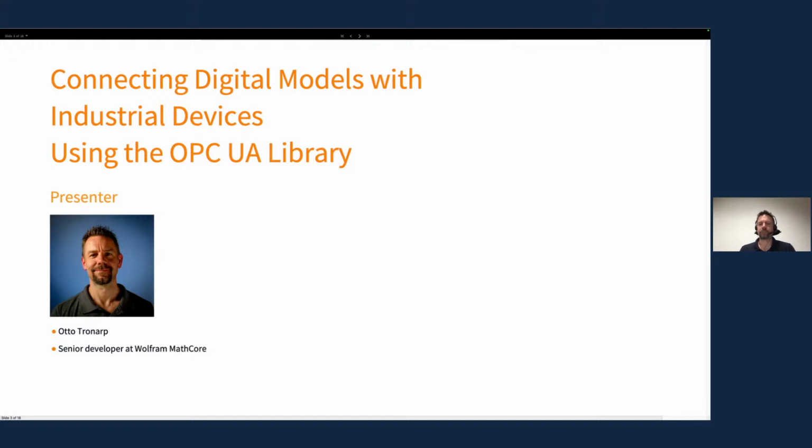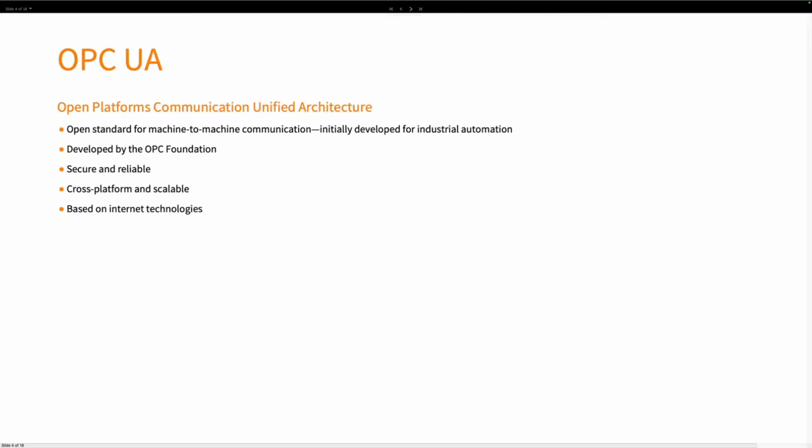So in this webinar, we will explore what OPC UA is, how we can use it to connect Wolfram System Modeler and our digital models to industrial devices, and some use cases that it unlocks. So OPC UA, Open Platform Communications Unified Architecture, or OPC UA for short, is an open standard for machine-to-machine communication that was initially developed for industrial automation. It's developed by the OPC Foundation and was initially released in 2006.